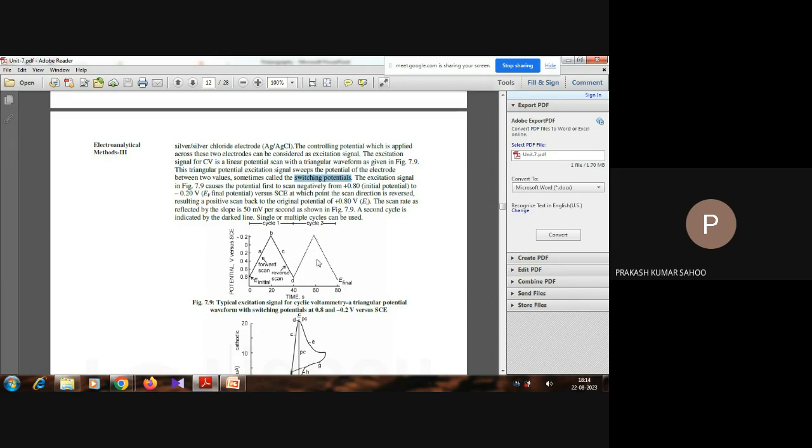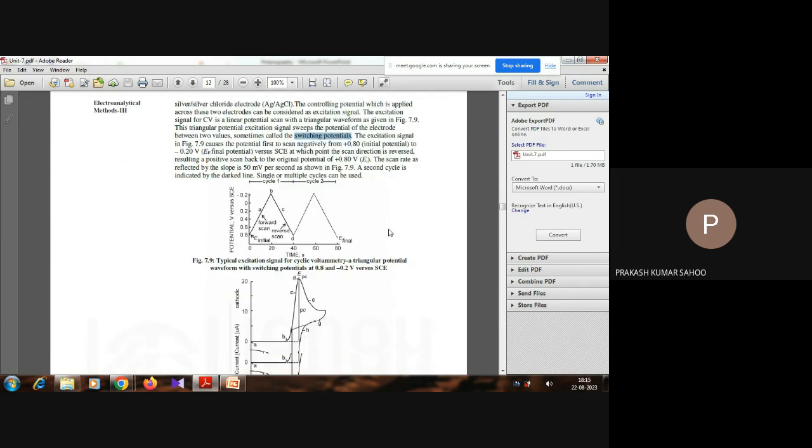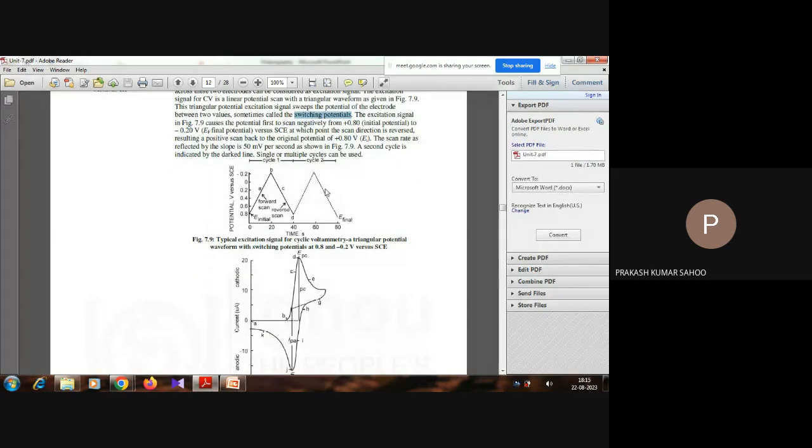This is switching. The excitation signal in figure 7.9 causes the potential first to scan negatively from 0.80 volt, the initial potential. This is a starting potential, 0.80 initial potential, and the scan rate is reflected by the slope, 50 millivolt. This is the scan rate, and a second cycle is indicated by the dotted lines. Single or multiple cycles can be used. So this is just a cyclic type plot, and 0.80 is the initial.